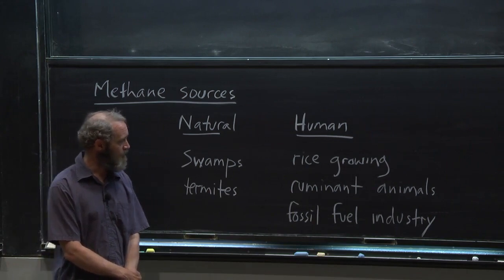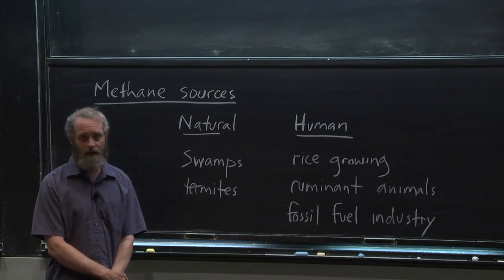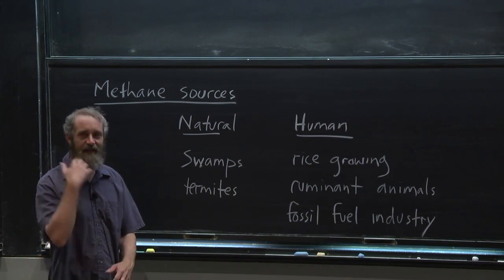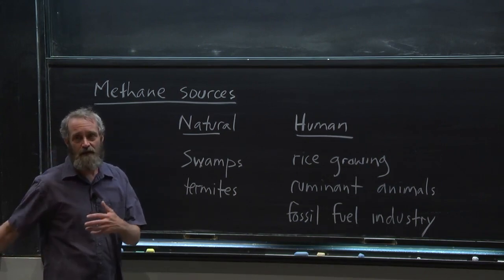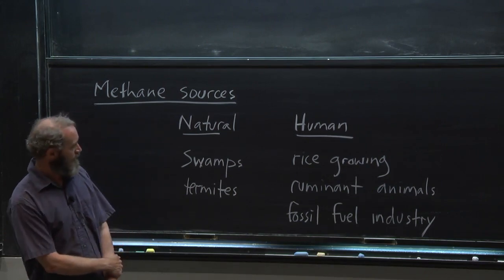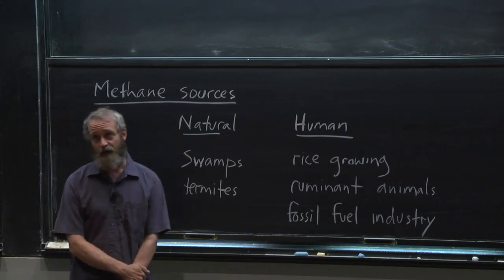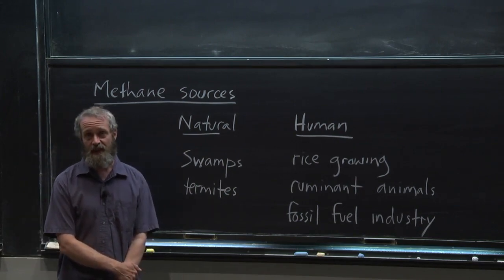Our domestic ruminant animals, cows, also release methane. They exhale it, actually. It's not a bad thing. And then the fossil fuel industry is also responsible for some leakage of methane to the atmosphere.